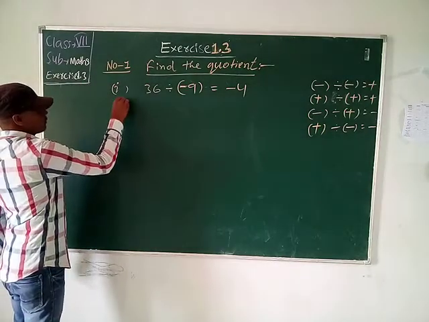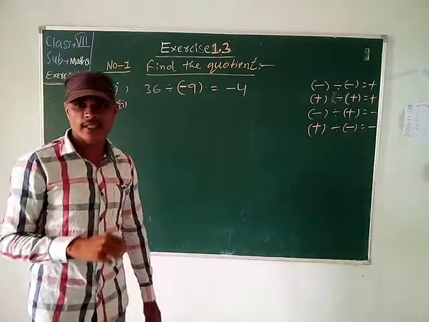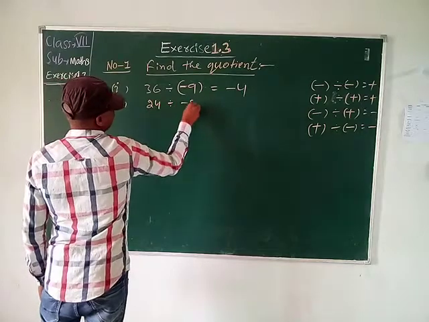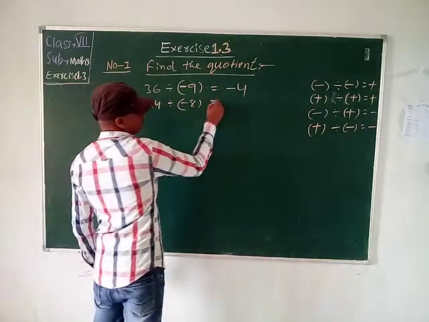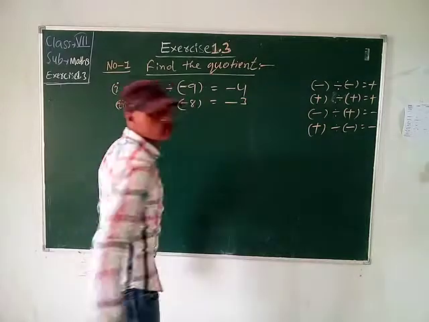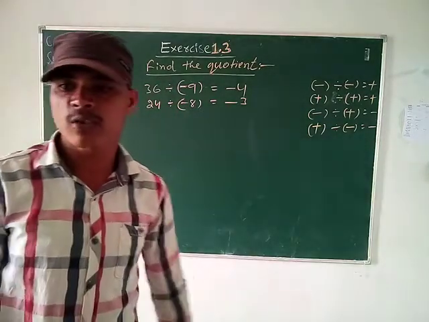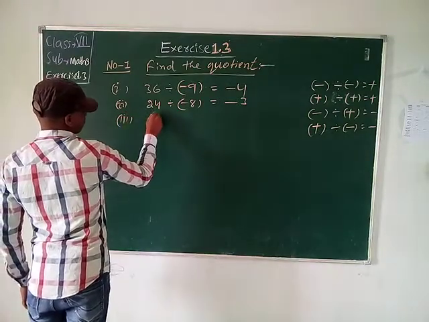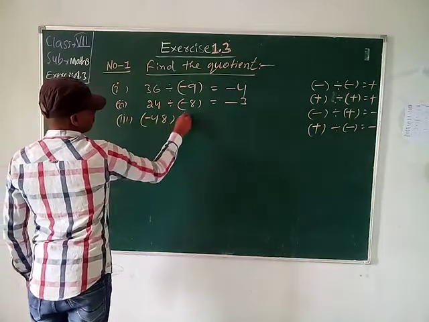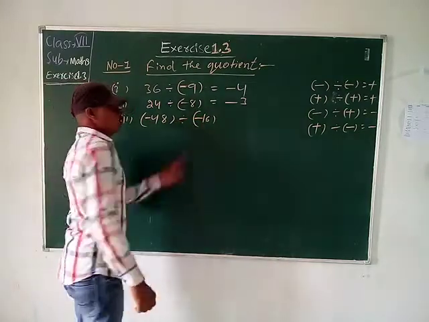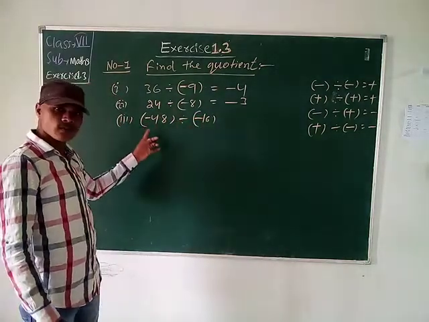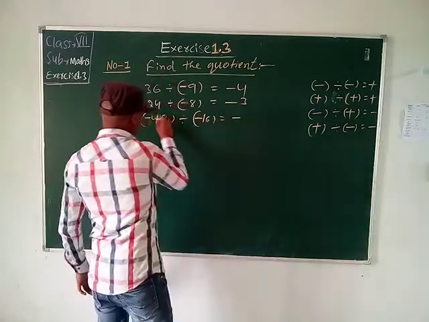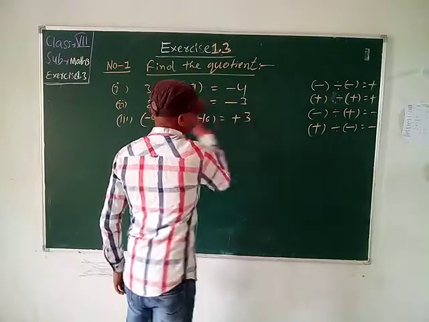Now we will do the second part. What is the second part here? 24 divided by minus 8. Again plus and minus, minus. 8 threes are 24. Next question, the third: minus 48 divided by minus 16. 16 ones are 16, 16 twos are 32, 16 threes are 48. So we write plus, since minus divided by minus is plus. 16 threes are 48.